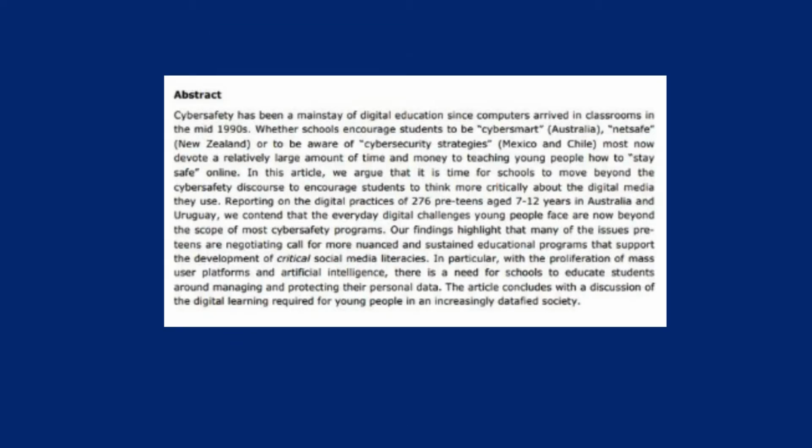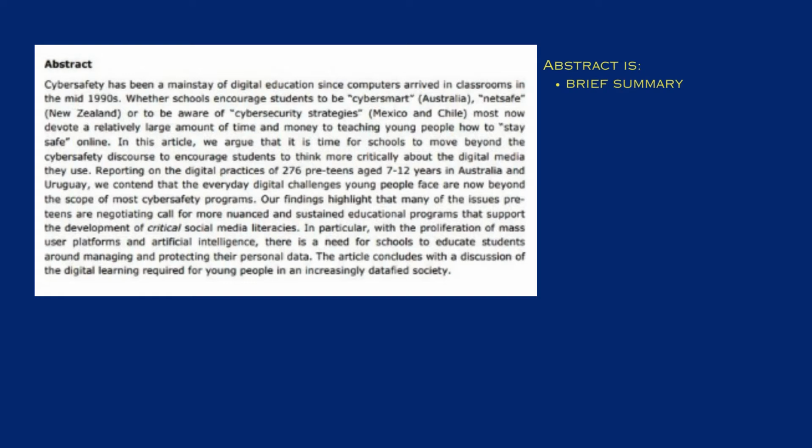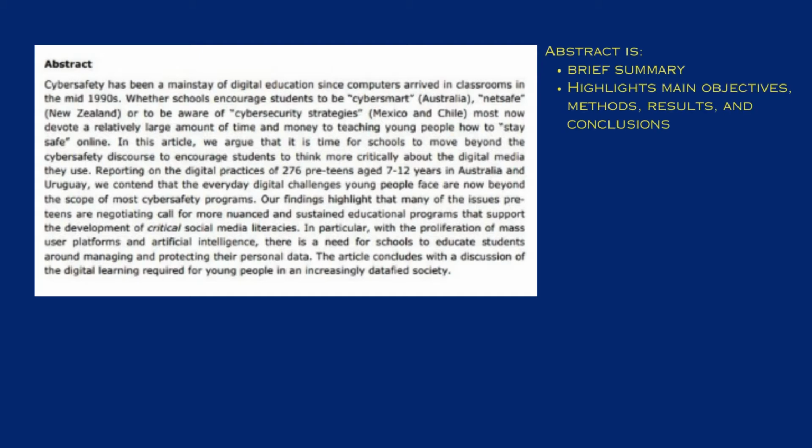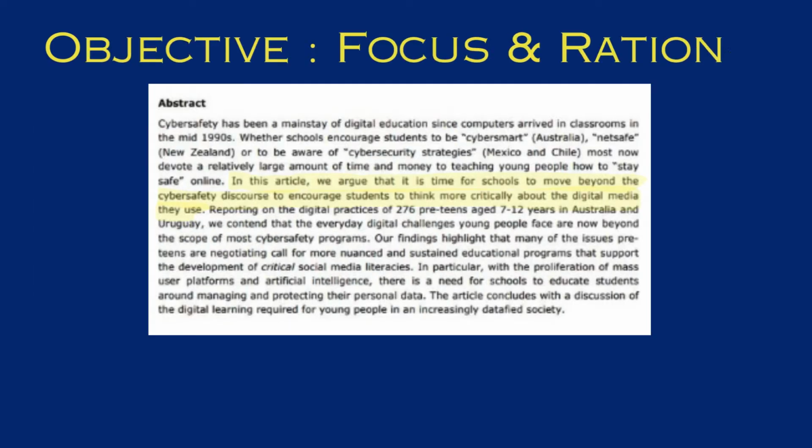The abstract is a brief summary of the entire article, highlighting the main objectives, methods, results, and conclusions. By reading the abstract, you can quickly determine whether the article is relevant to your research. Objective: a good abstract clearly states what the authors are studying and why. Consider if this objective aligns with your research needs.